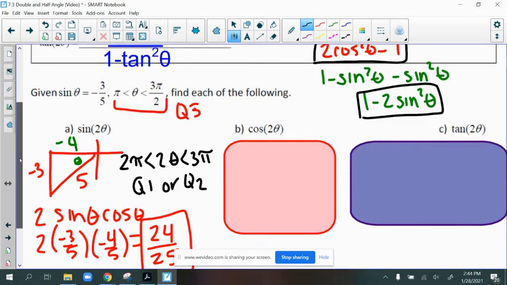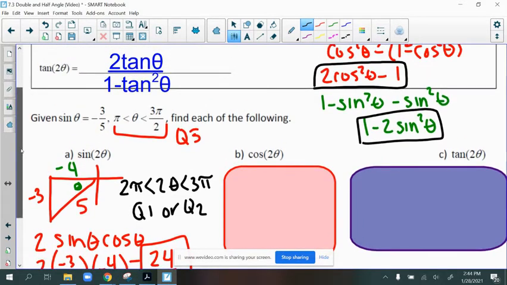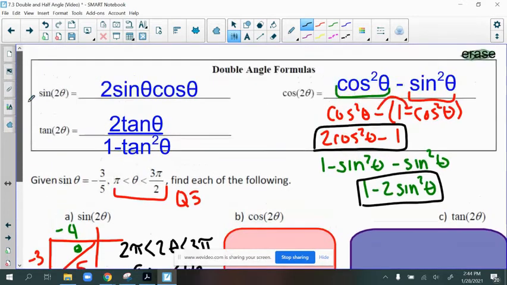So I'd like you to pause the video and try to do B and C. Here are your formulas again, and then I'll show you the answers, okay? So take a second, pause it, go.